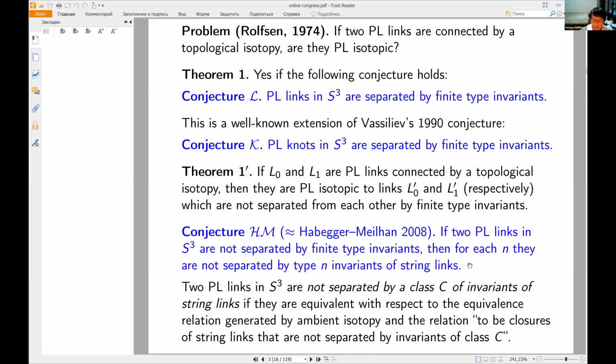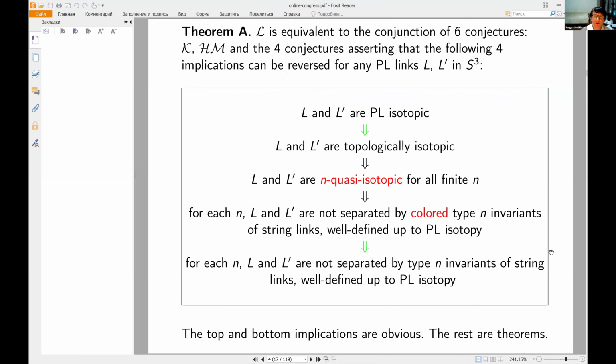Somehow, because this conjecture of Habegger and Melikhov is unsolved, we have to, or maybe for other reasons, somehow we have to resort to string links. And the theorem says the Vasiliev conjecture for links is equivalent to the conjunction of the following 6 conjectures.